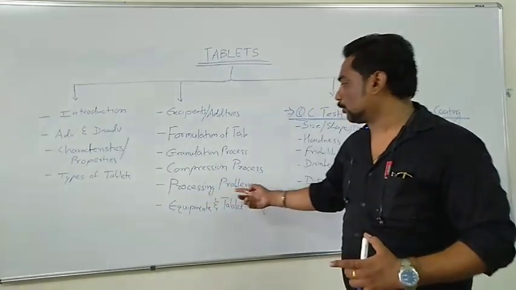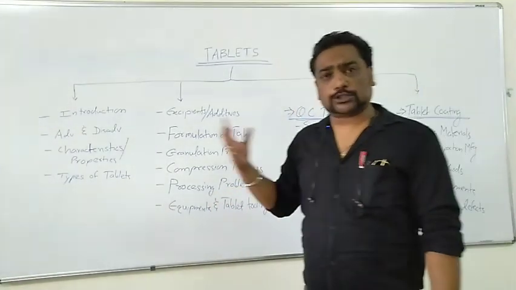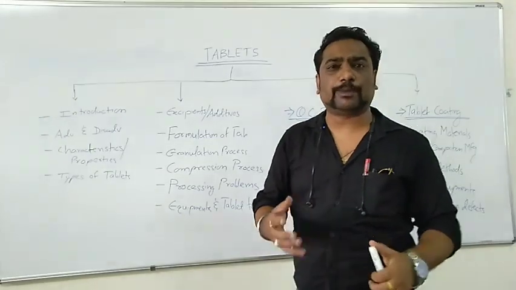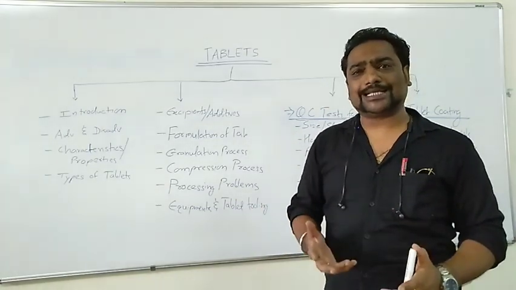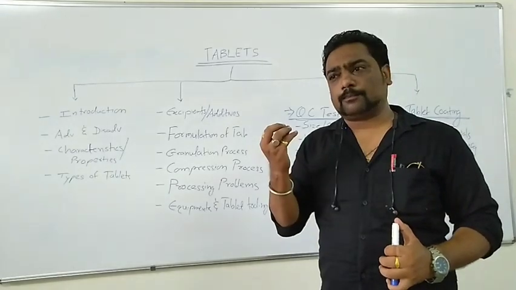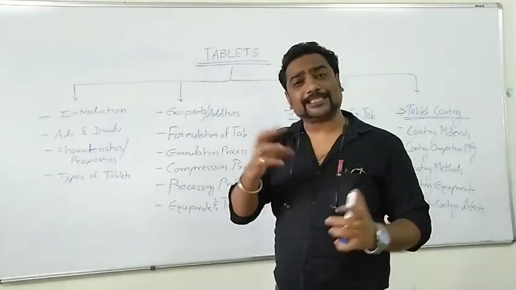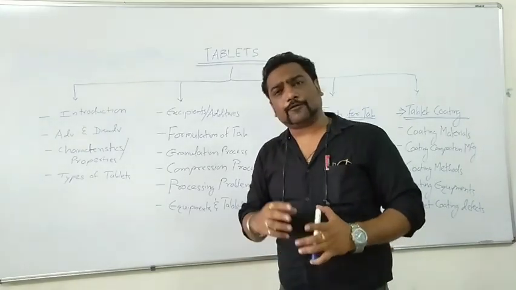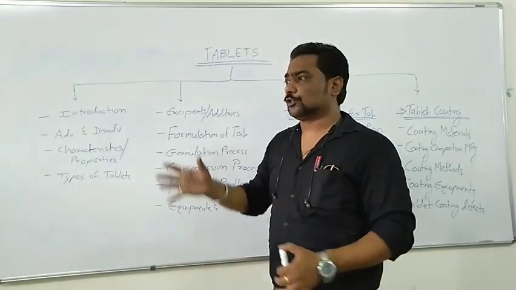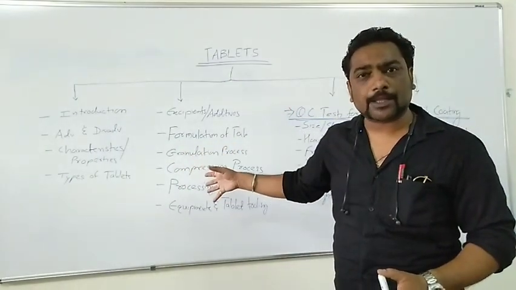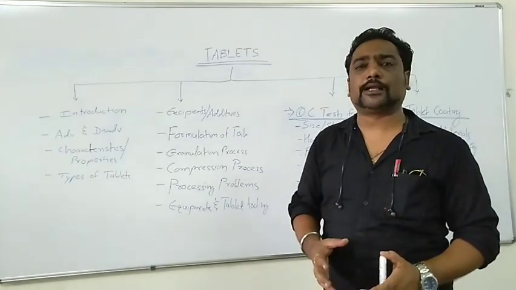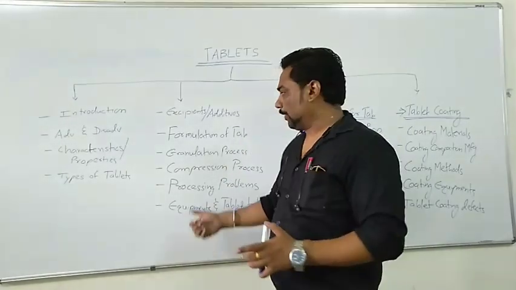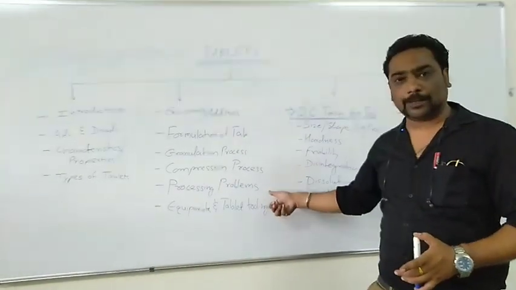Then we move towards the processing problems. Of course, during the processing of tablets, that is compression, we or formulation scientists may face various kinds of problems, such as, to name a few, picking, sticking, capping and lamination, different types, color variation. So these are the problems. We will see what are the reasons behind those problems and what are the probable ways by which we can resolve those problems. That is a very important thing from a formulator's point of view. So it is the compression processing problems.